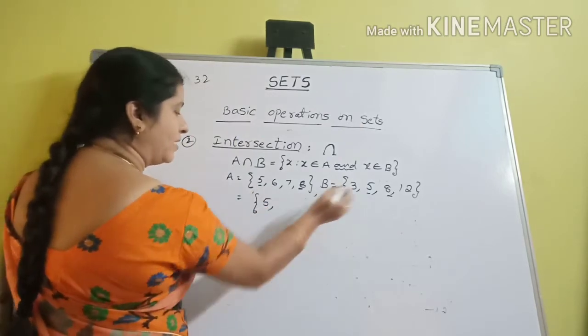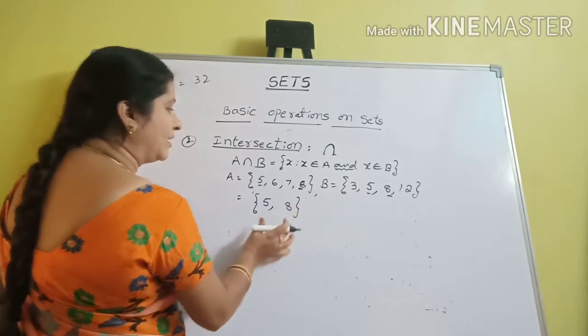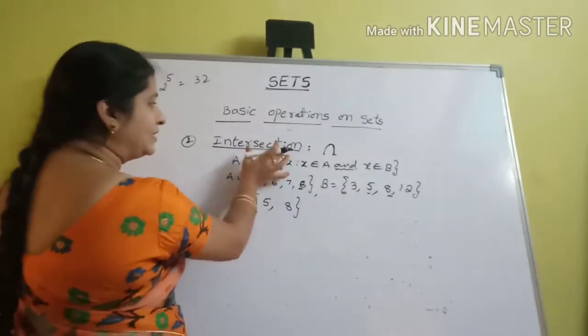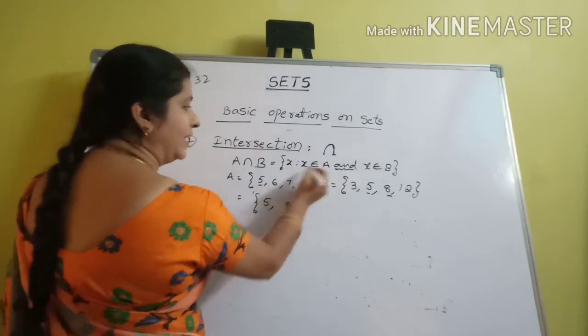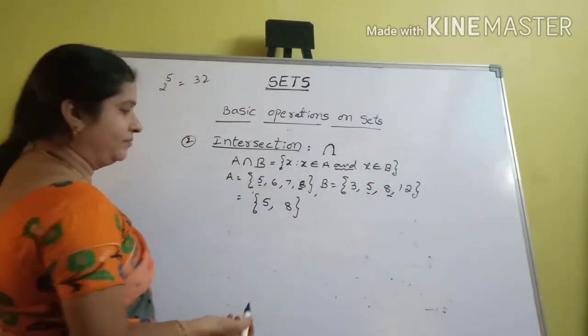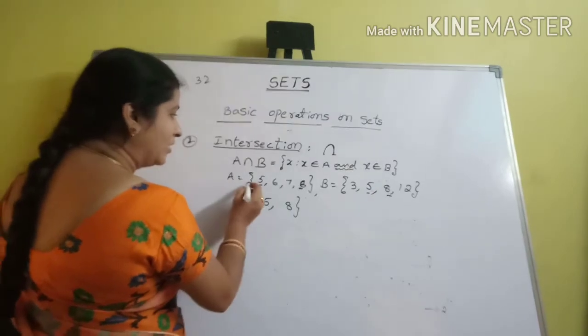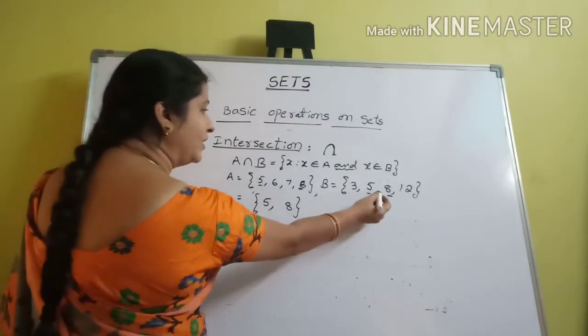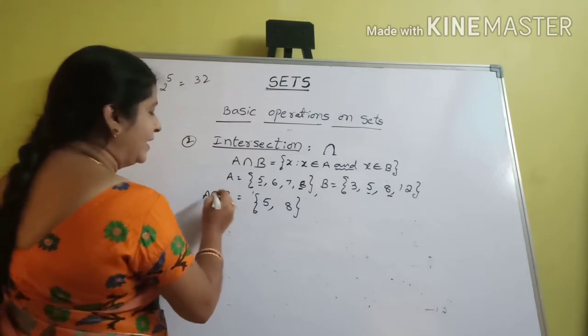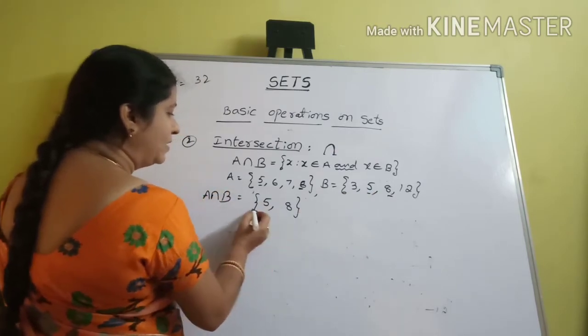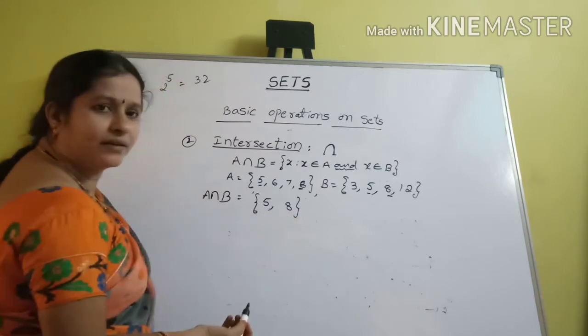So 5 and 8. These two are the common elements. So intersection means the elements which are in A and B. The elements should be in A and also in B. So A intersection B equal to set of 5, 8.